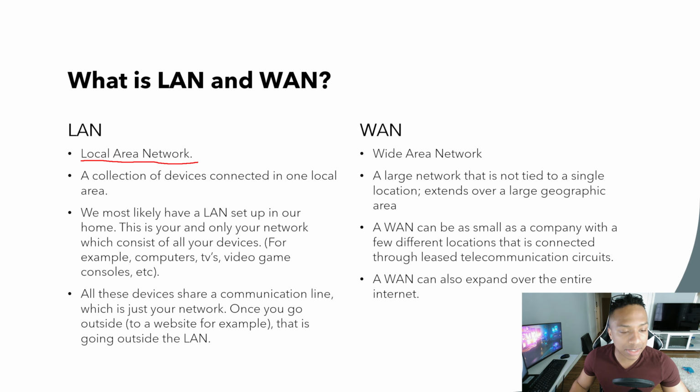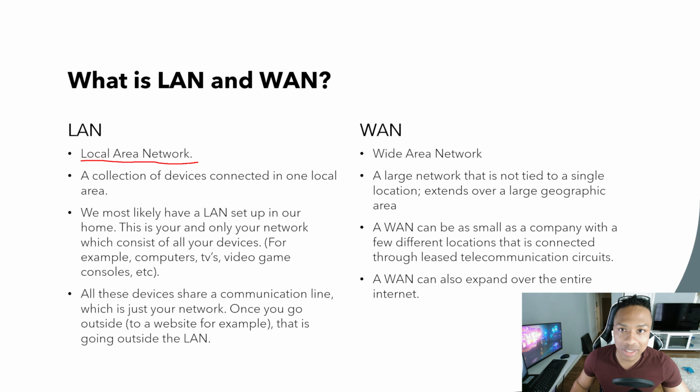So this consists of all your devices. It could be computers, TVs, video game consoles. If you have a fridge that needs access online, your fridge would be considered part of your LAN. In the next slide, I will show an example of a LAN and a WAN. To finish off, what is a LAN? All these devices share a communication line. It's just your network. Once you go outside of your own network, you go into WAN territory.